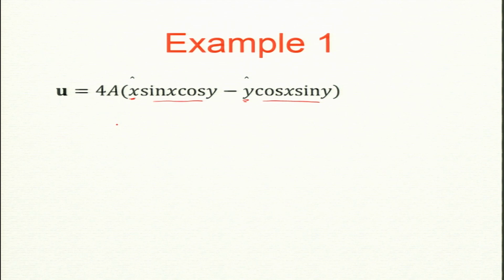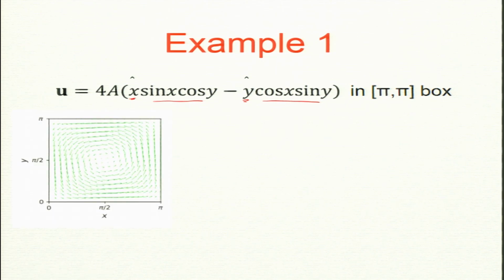We are going to do it for a box. Let me also say this is a 2D field, in a pi by pi box. So, box size is pi by pi. Let me first show you the vector field. We can plot the vector field, and you can easily do this in Python. This will be an exercise you will be asked to do.